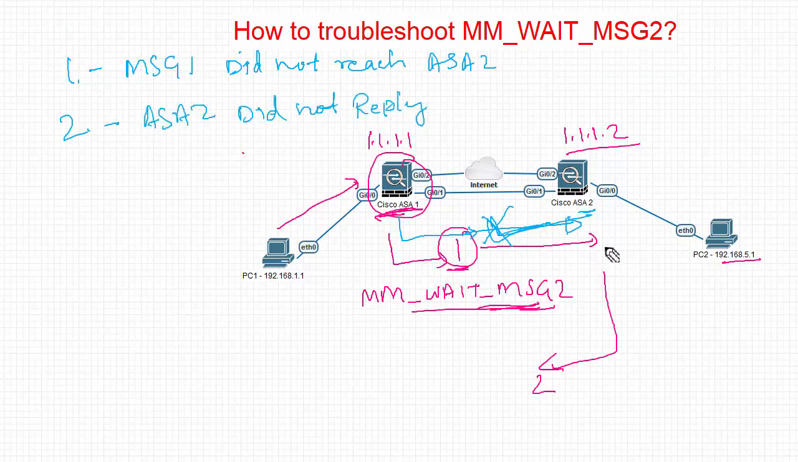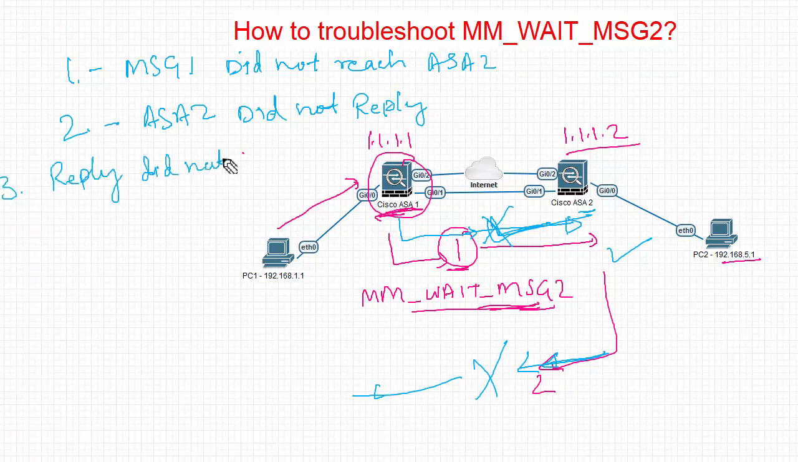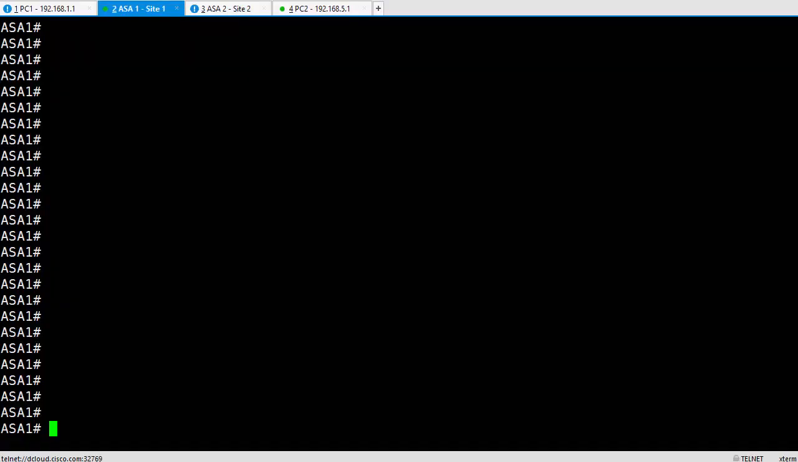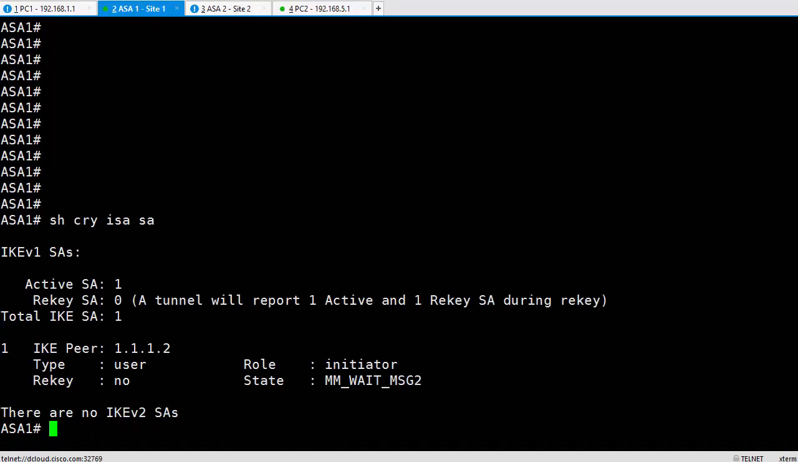Let's say ASA2 did reply. What can be the third problem? The reply packet sent from ASA2 did not reach back to us. So he did reply, the packet left from there, but it didn't reach back to ASA1. So the third problem can be that the reply did not reach. Let's see all these three problems one by one. If I check again, show crypto IPsec SA, it still says MM_WAIT_MSG2.